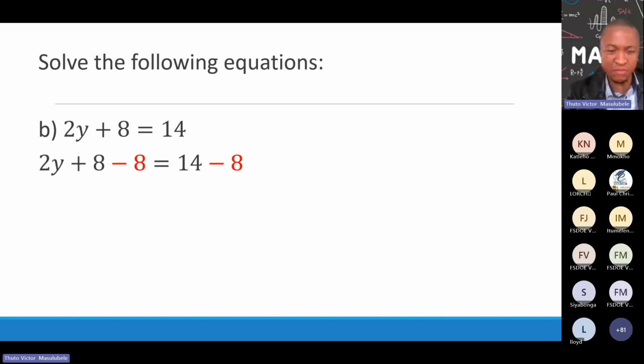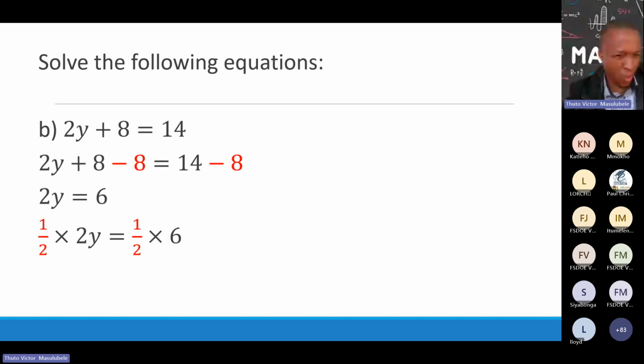So 8 minus 8 will give us 0, and 14 minus 8 will then give us 6. So what we've done, we added the additive inverse of 8 to both sides, and then we are left with 2y is equal to 6. But we're still not done. Remember, we need to find the value of y. So what we need to do, grade 8 learners, is isolate y by multiplying with the multiplicative inverse on both sides. And the multiplicative inverse of 2 will then give us a half. So 2 times a half will give us 1.